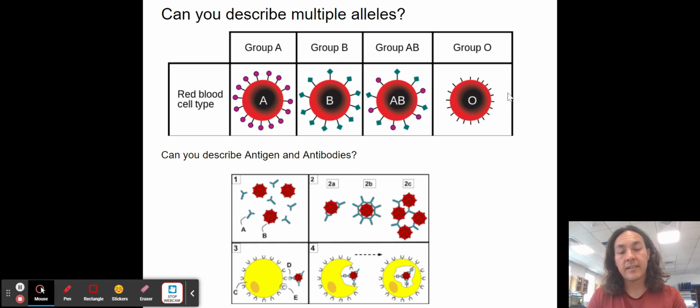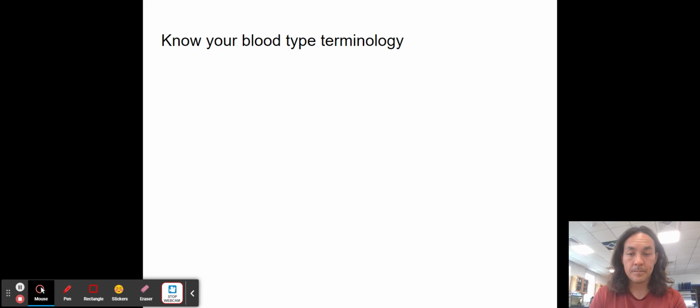Type O doesn't have an A or B antigen, so it is the universal donor. Anybody can receive type O blood because you won't have a reaction to it. Now, it could have a positive or negative marker that's called the rhesus factor. So the true universal donor is O negative. Anybody can receive O negative. If you are O negative, though, you can only get O negative blood. Anything else will cause your body to clump up.